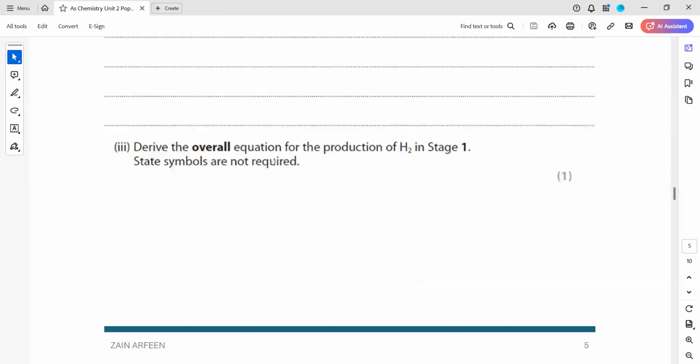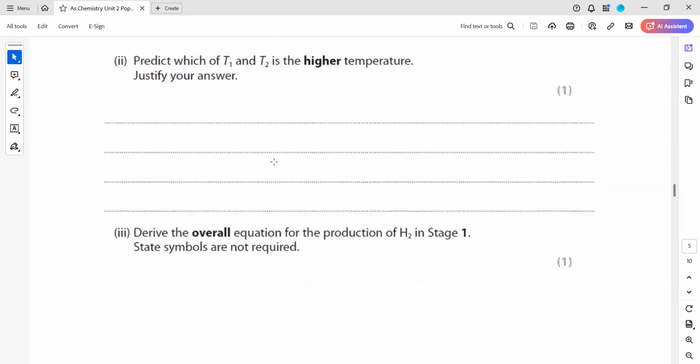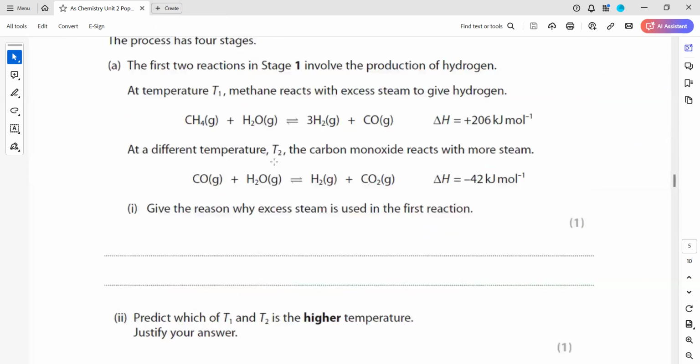Devise the overall equation for the production of hydrogen in stage 1. State symbols are not required. We need an overall equation. How to work out the overall equation? We can simply add the two equations. If I add the two equations, carbon monoxide will cancel with carbon monoxide. So we are left with CH4, this is the answer for the other part. Then H2O plus H2O will give 2H2O. This will give 4 hydrogen, H2, and plus CO2. So this will be the overall equation for this reaction.